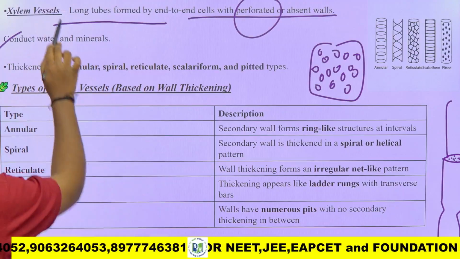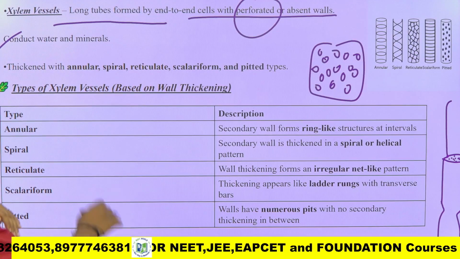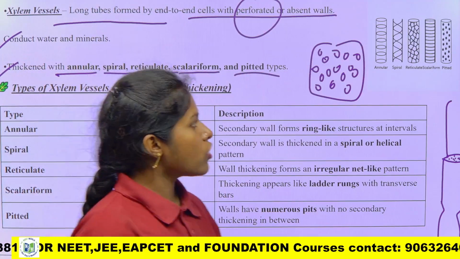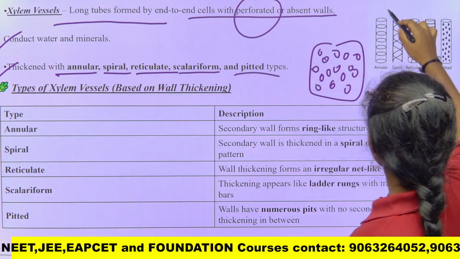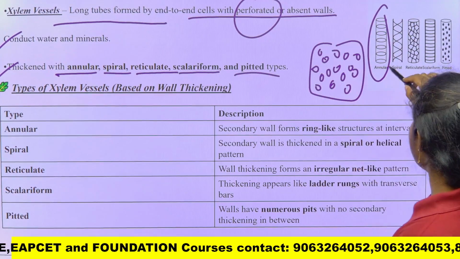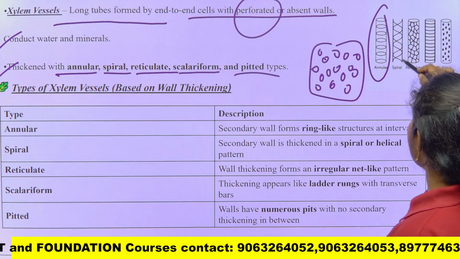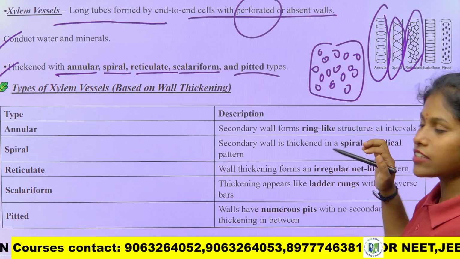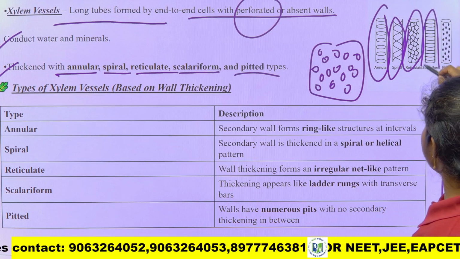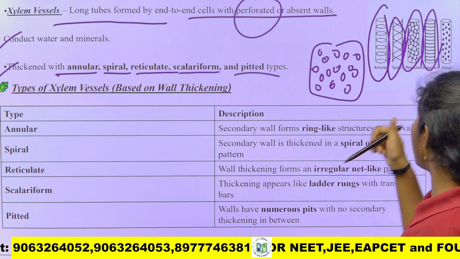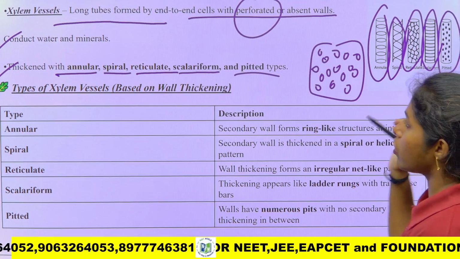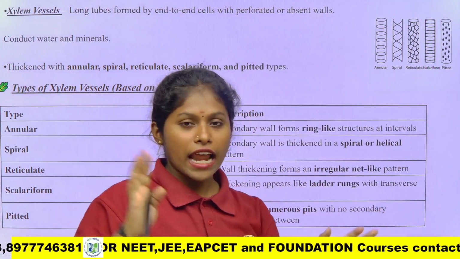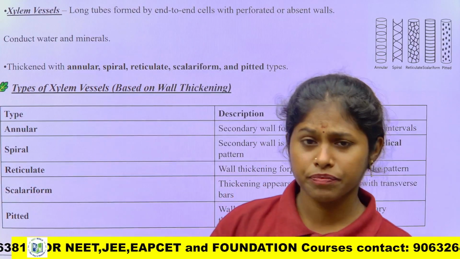They conduct water and also minerals. Based on the thickenings, they are also annular, spiral, reticulate, scleriform and pitted. So there are also 5 types. Vessels that are big pipes with a ring structure, we call annular. If they have a helix structure, we call it spiral. If they have a network-like, meshy structure, we call it reticulate. If they have a ladder-like structure, we call it scleriform. If they are pitted in structure, we call them pitted vessels, right? So this is how tracheids and vessels are divided based on their thickenings.